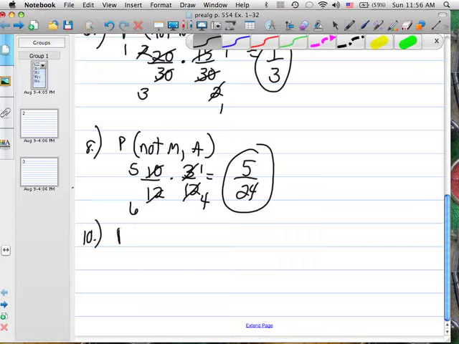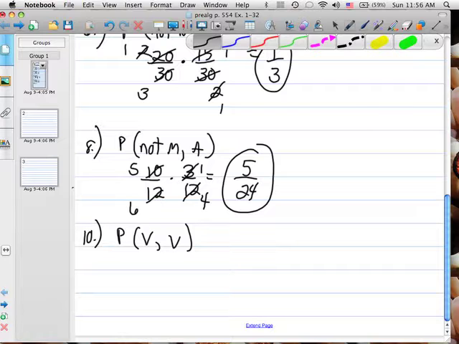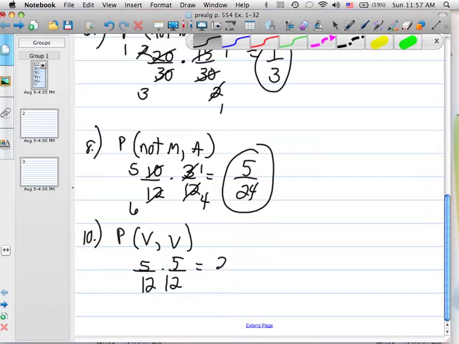Number 10, the probability that you pick a vowel and then another vowel, and we're putting the cards back. The vowels are A, E, there are 3 A's, an E, 4, and an I, 5. So it's 5 out of 12. And another vowel, 5 out of 12. No canceling, so that comes to 25/144.